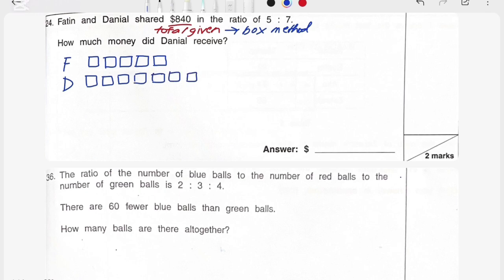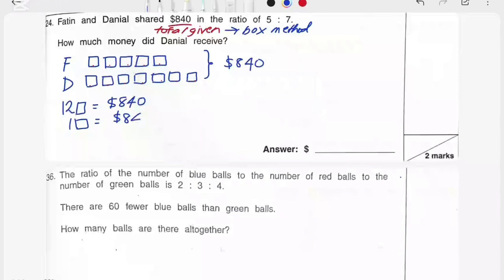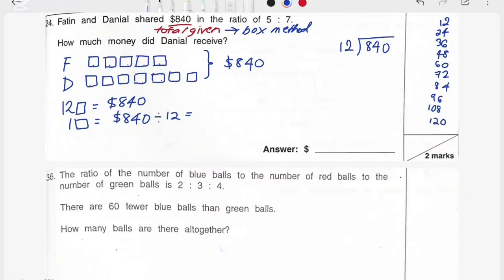So the total for these boxes is $840. Our goal is to find one box only. These 1, 2, 3, 4, 5, 6, 7, 8, 9, 10, 11, 12 boxes is equal to $840. So one box is equal to 840 divided by 12. Let's do the working on the side. So we see that 12 times 7 is equal to 84. So 840 divided by 12 is equal to 70. One box is equal to $70.